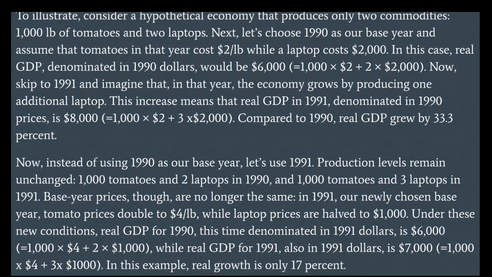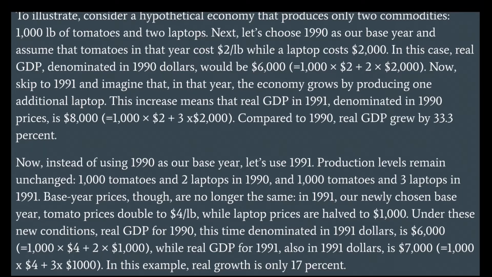Now skip to 1991 and imagine that in that year the economy grows by producing one additional laptop. This increase means that real GDP in 1991 denominated in 1990 prices is $8,000. That is 1000 times $2 plus 3 times $2,000. Comparing to 1990, real GDP grew by 33.3%. Now, instead of using 1990 as our base year, let's use 1991. Production levels remain unchanged: 1000 tomatoes and 2 laptops in 1990, and 1000 tomatoes and 3 laptops in 1991. Base year prices, though, are no longer the same.